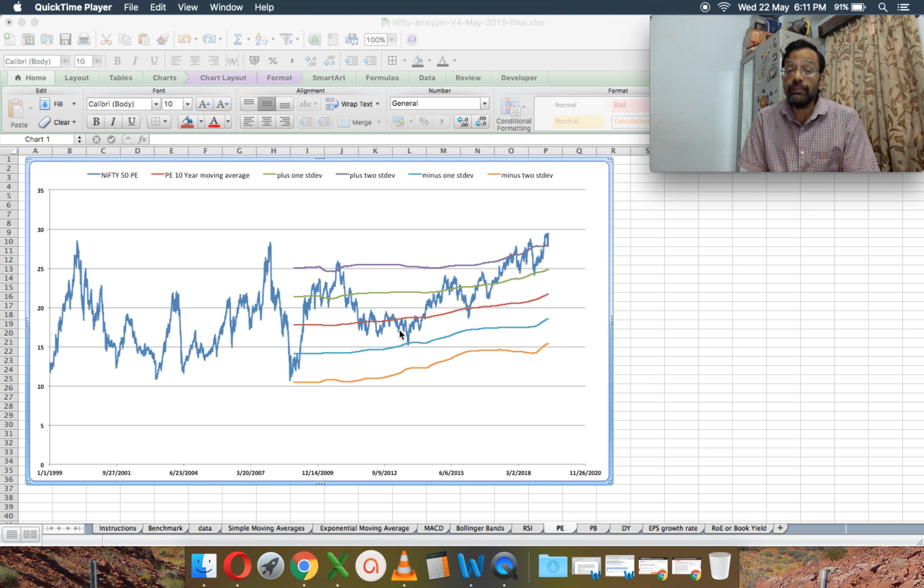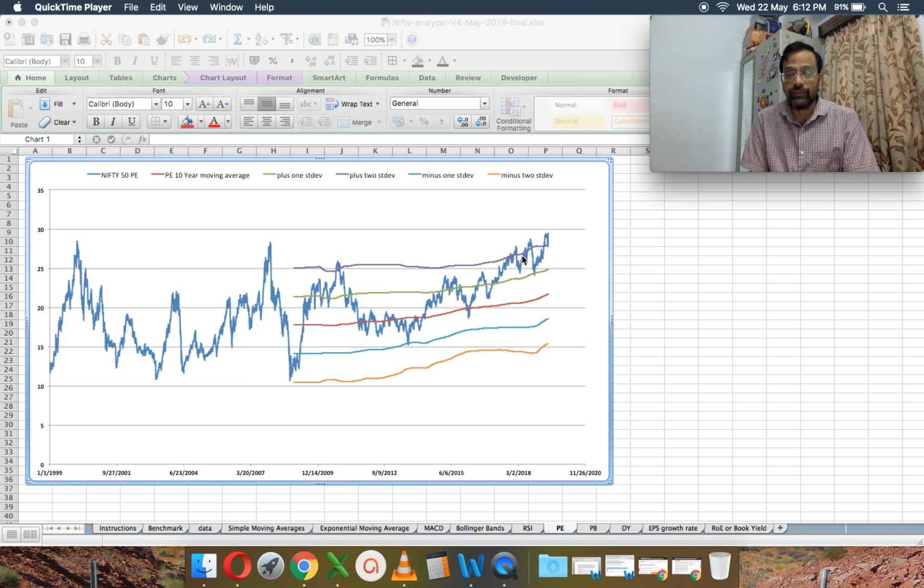When the Nifty PE touches one standard deviation below average, then it's a great signal to buy. There's no doubt about that. And every time the Nifty PE has hit the two standard deviation line, typically it tends to correct. Sometimes it corrects a lot, sometimes it corrects only a little.